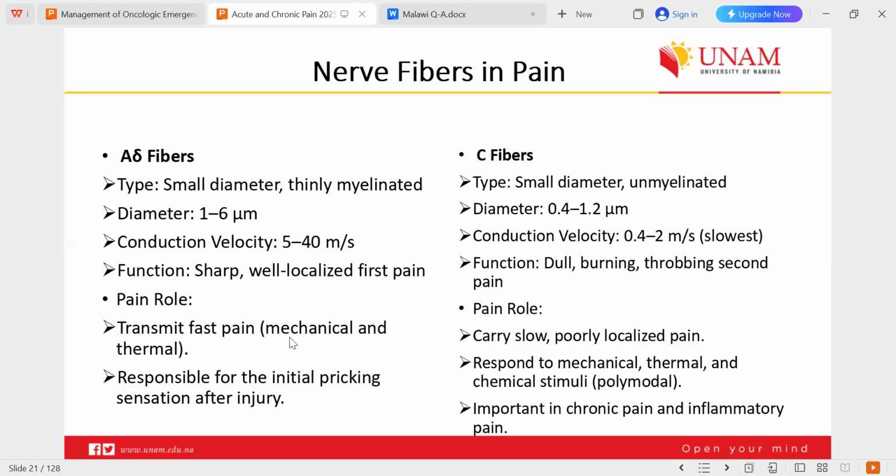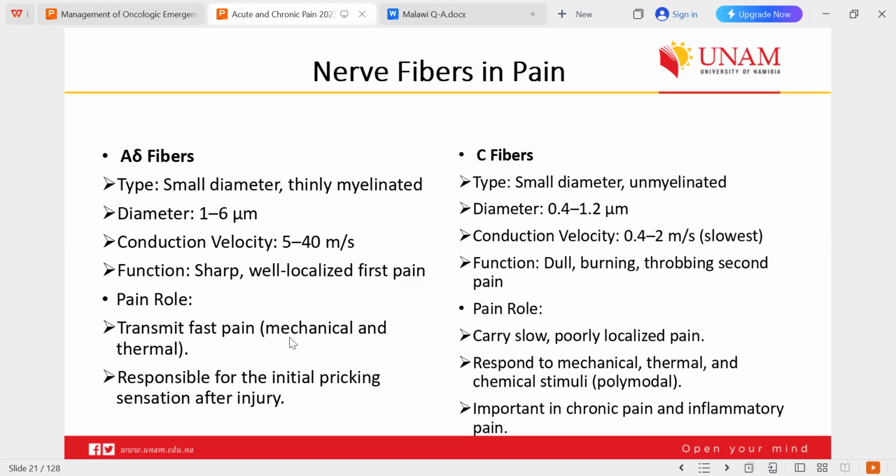So the two fibers that we're interested in as an institute are those that are responsible for what we know as the fast or slow pain, which is common with acute pain. So the A delta fibers are small diameter, thinly myelinated fibers, with a very small diameter, 1 to 6 microns, with a very low velocity of conduction, 5 to 40 meters per second. They function for sharp and well-localized fast pain.